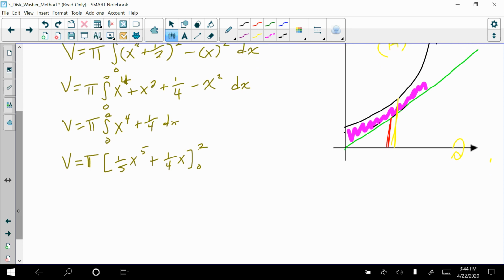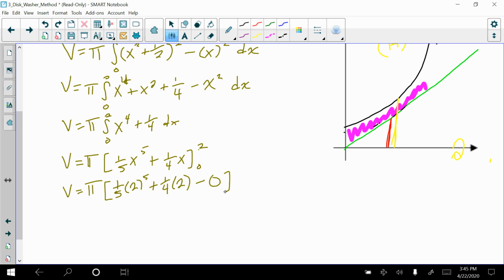Now we'll follow through with the fundamental theorem of calculus and do our plugging and chugging at this point. Again, the 1/5 and the 1/4 need to stay inside of the bracket or the parentheses because they're not going to be the same constant or coefficient, so we can't factor it out. So I'm going to wind up with 1/5 times 2 to the fifth power plus 1/4 times 2. And when we substitute the 0, everything is just going to simplify to be 0, so I'll just say minus 0.